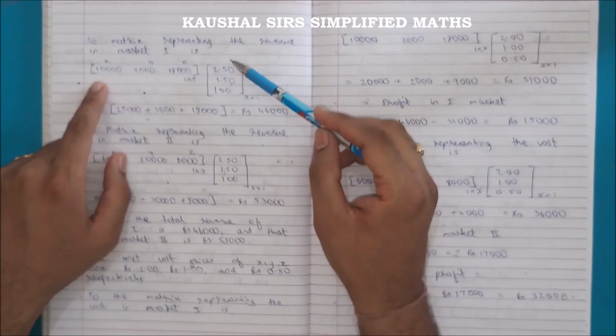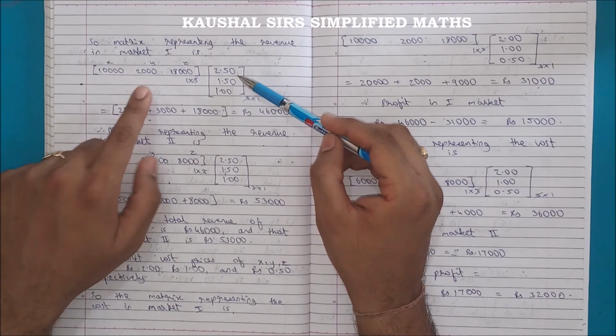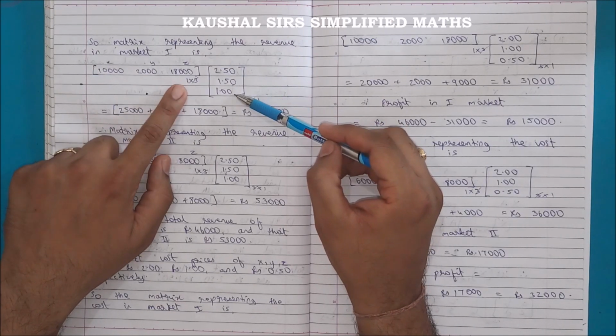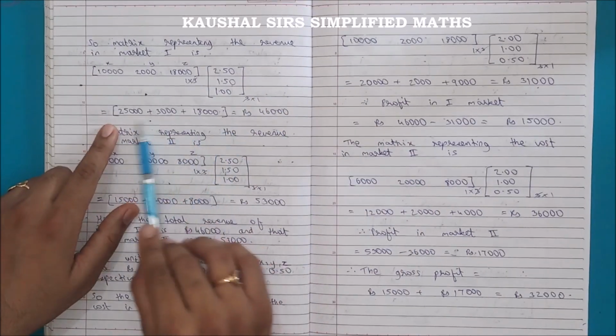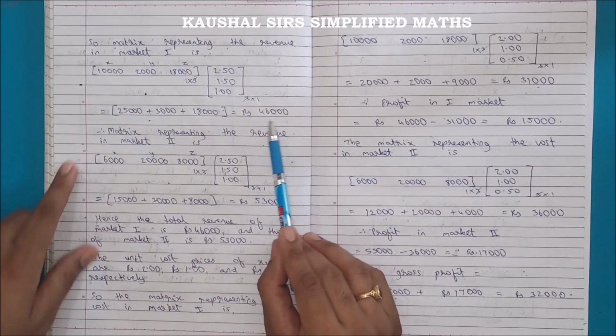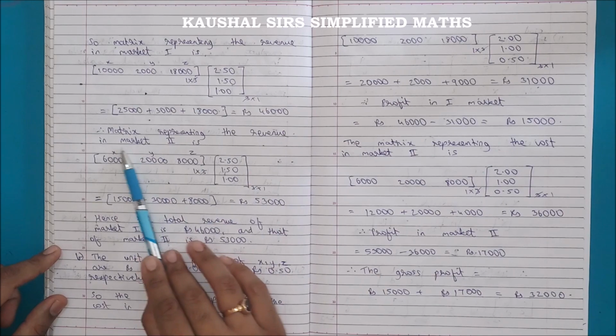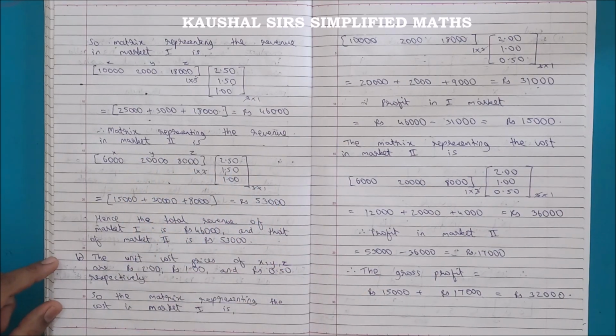Okay, so now if you multiply you get 10,000 into 2.5 plus 2,000 into 1.5 plus 18,000 into 1. So you get this matrix. If you simplify this you get 46,000. Okay, likewise the matrix representing the revenue in market 2.